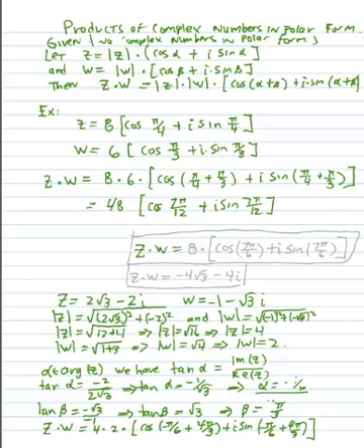4 times 2 is 8 times quantity, cosine of 7 pi over 6 plus i times the sine of 7 pi over 6. And that's the product of the two complex numbers in polar form. And if you rewrite in standard form, you would see that z times w is negative 4 root 3 minus 4i. If you were to multiply in standard form, you would end up with that.